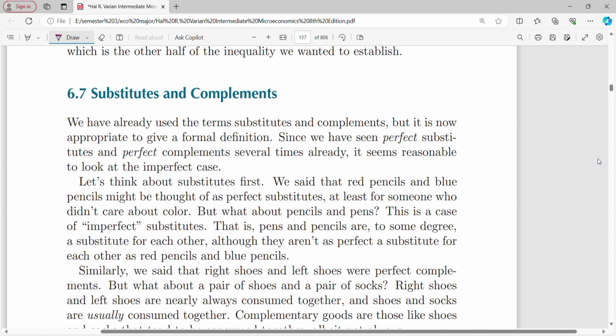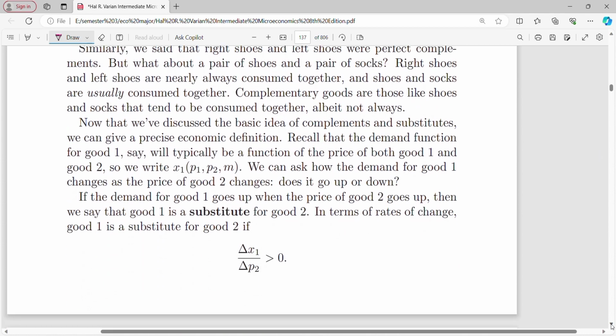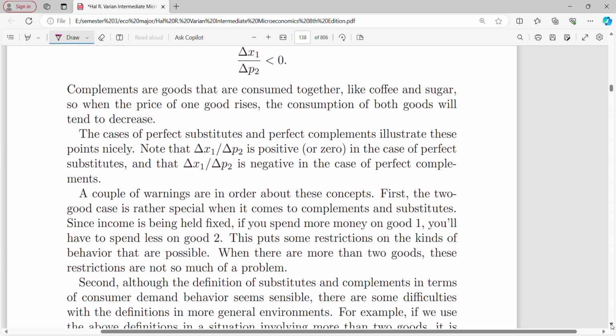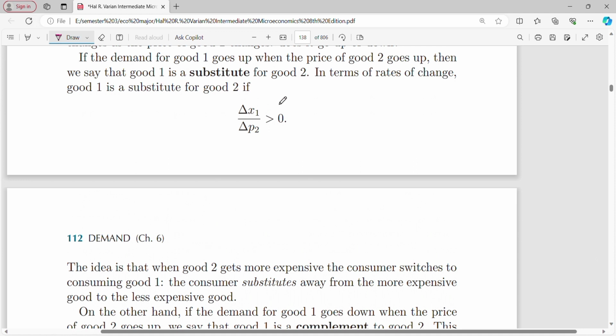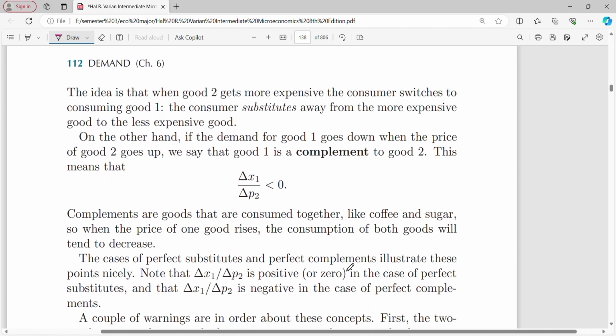So the cases of perfect substitutes and perfect complements illustrate the point nicely: delta x1 by delta p2 is positive in the case of perfect substitutes, and delta x1 by delta p2 is negative in the case of perfect complements. Okay, and there are some warnings for this concept. First, I'll take that part so you can write it. This is for substitutes, and this is for complements.